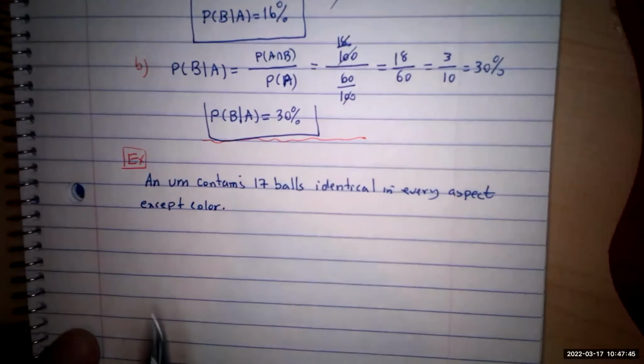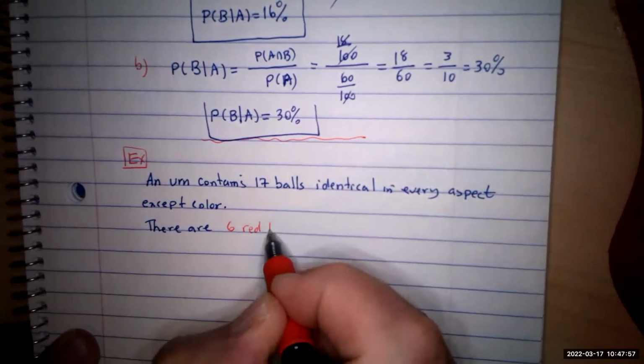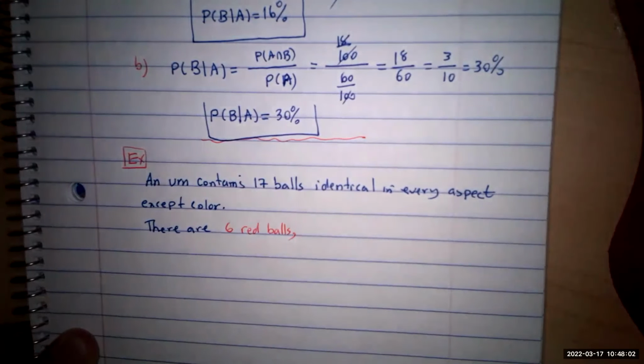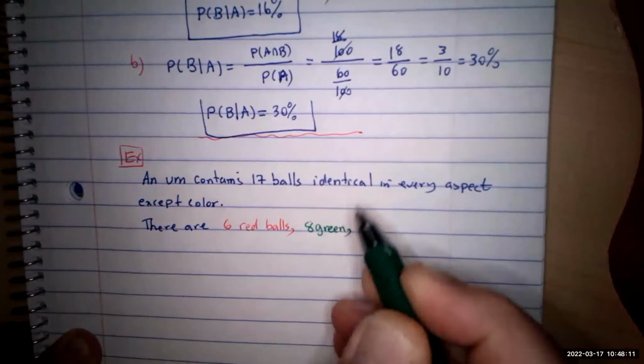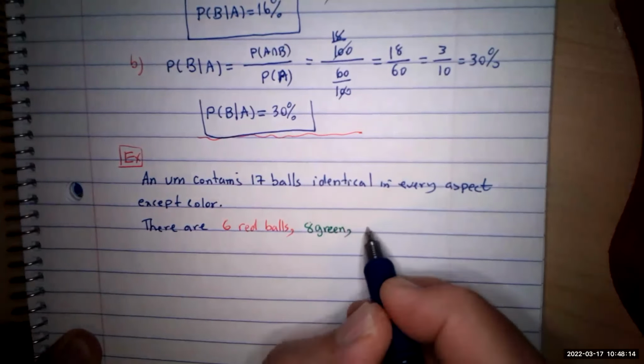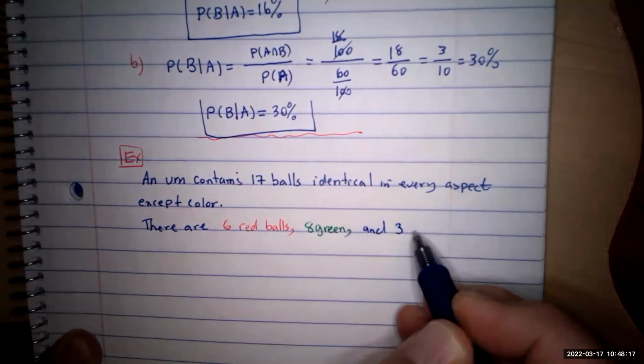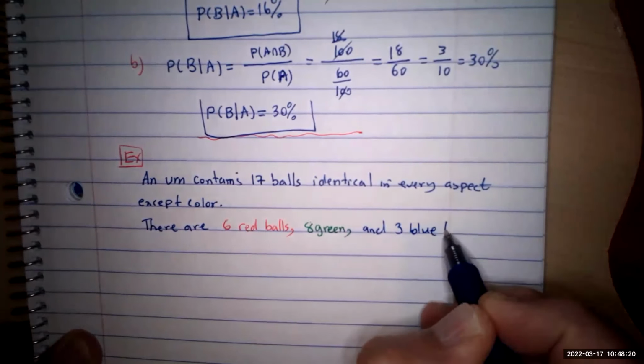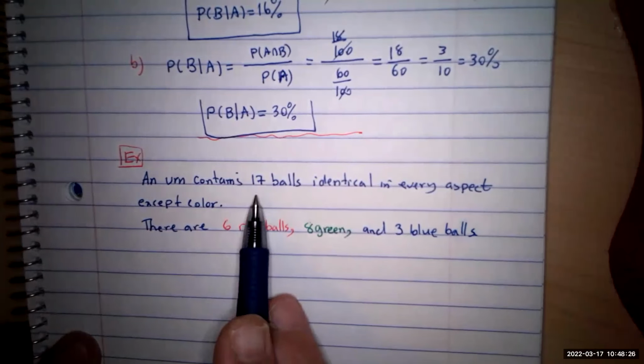Okay, so the situation is that we have 6 red balls, 6 red and 8 green, 8 green and 3 blue balls. If you add them together, that should give you that 17, the total number that we have.